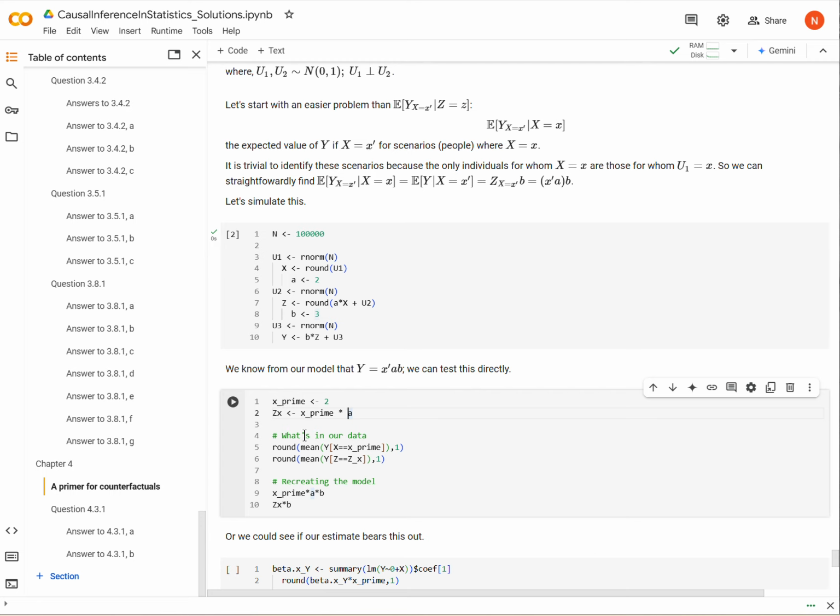Now, one way that we could get at this is we could look at what's in our data, and so we could say, well, what is the value of y in cases where x equals x prime? Okay. All right. So we do that.